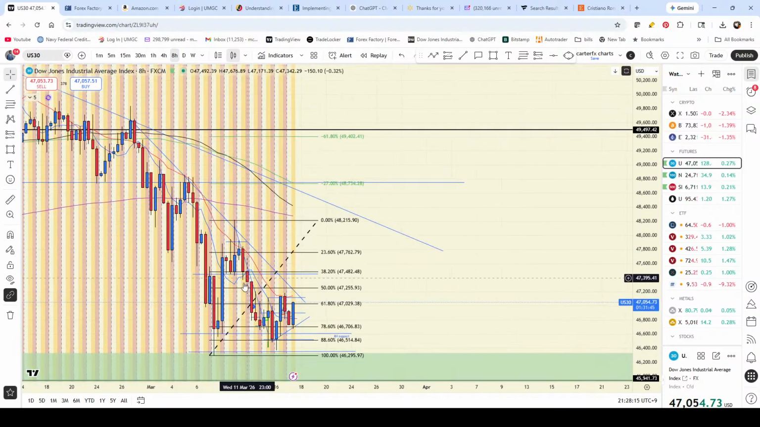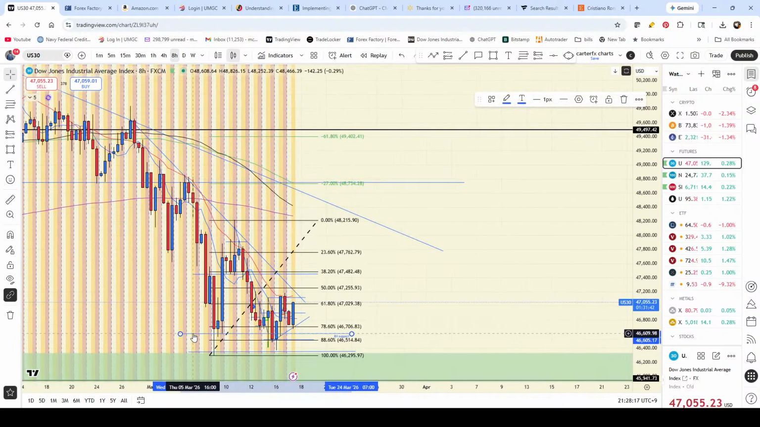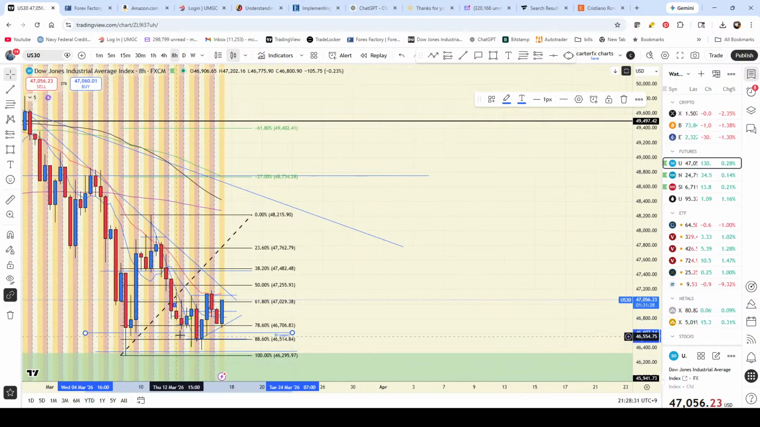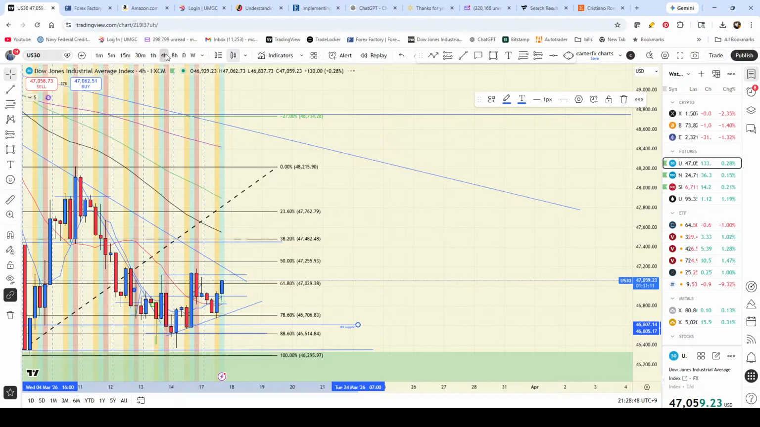On the 8-hour, we have this 8-hour support line right here, and as we can see, price tested it but still failed to break it. So it respected the support. Also, you can see we have this reverse head and shoulders pattern right here. That's an indication of a possible reversal. And that's on the 8-hour, so that's a really strong chart, a higher time frame.